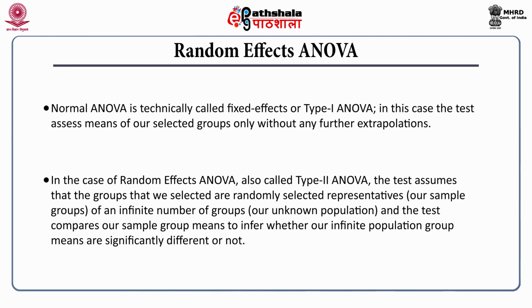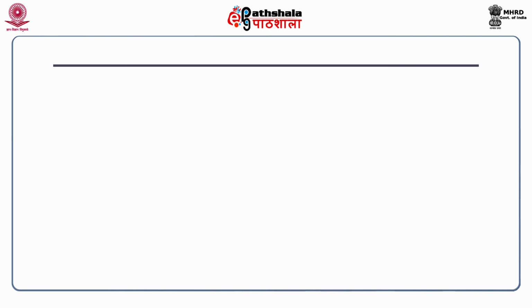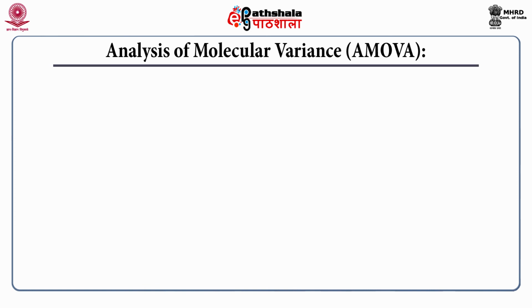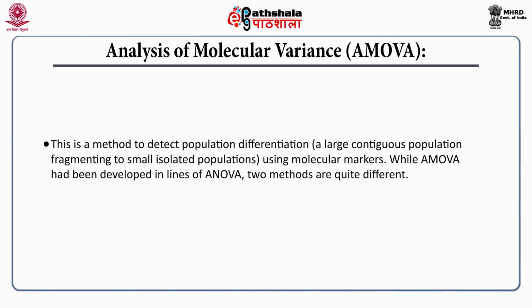In this, the groups are assumed to be coming from a larger population of many such groups. So our test groups, the sample groups, are representatives of a larger population of many such groups. So in that case, we have to use random effects ANOVA. Finally, analysis of molecular variance or AMOVA is also used. So this method is to determine the population differentiation, a large contiguous population fragmenting into small isolated populations. Using molecular markers, for example RAPD or RFLP, we can use AMOVA. While AMOVA had been developed along the lines of ANOVA, the two methods are quite different.